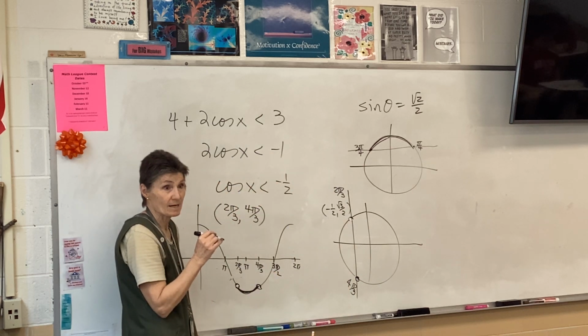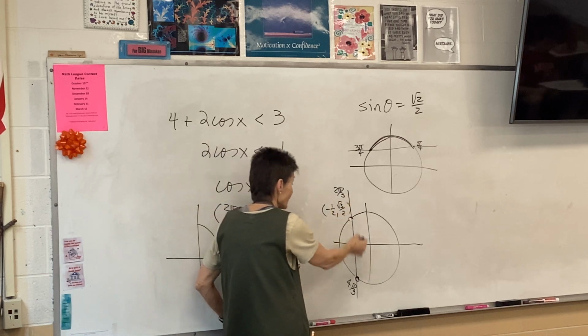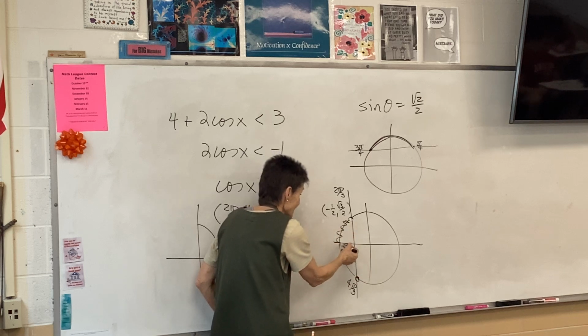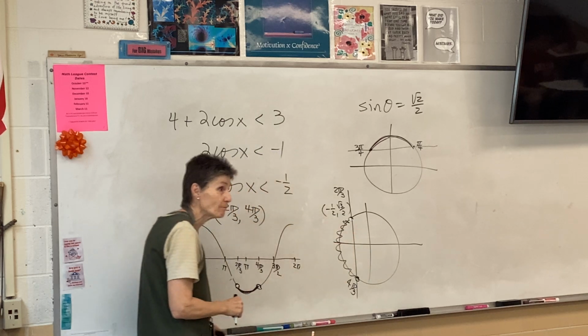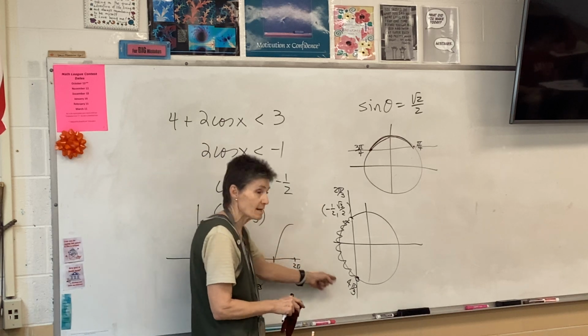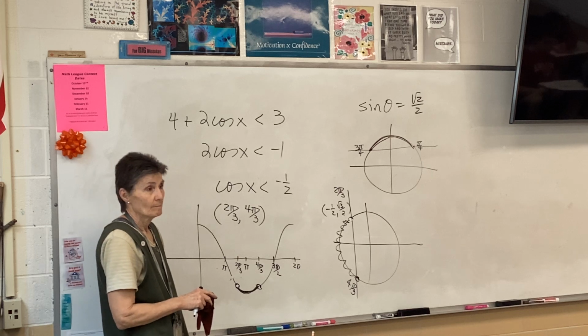Because I'm doing x's now. I'm looking at x's. This is where the x's are negative 1/2. I want to be less than that, so I want to be to the left of that line. And don't I get exactly the same shading? 2 pi over 3 to 4 pi over 3.